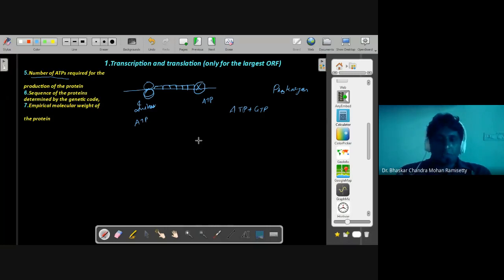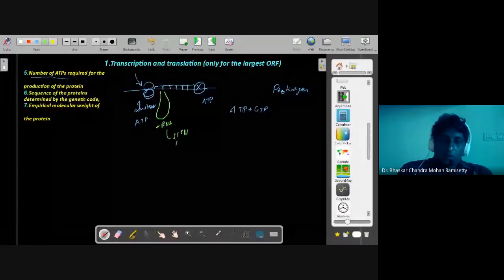We want to calculate the number of ATPs consumed to produce one protein, right? To translate one protein, the ribosome should bind here, initiation, and then for each codon, you have a certain number of ATPs or energy required, ATP or GTP. That is for tRNA charging.